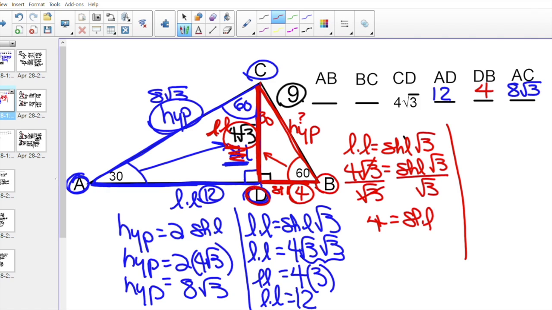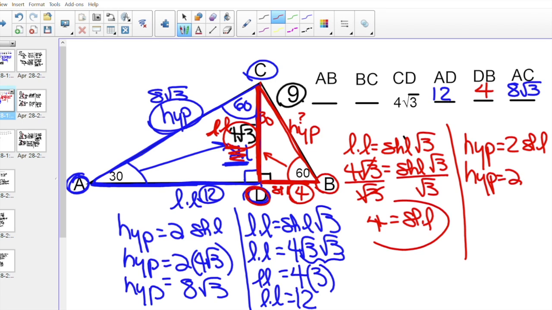Now, we need to know what the length of the hypotenuse is. Well, we know that by theorem 9-9, the hypotenuse is equal to 2 times the shorter leg. Well, we know the shorter leg now is 4. So that's 2 times 4, and the hypotenuse would be 8. Now this side would be CB, or BC, and that is 8.